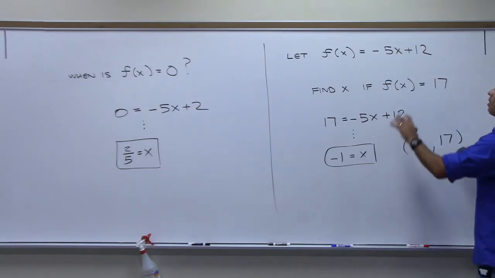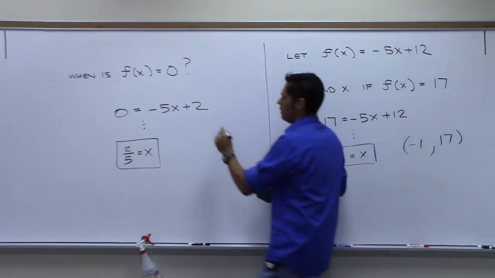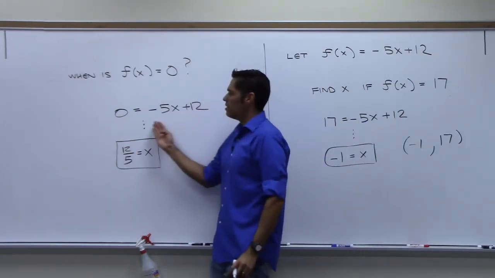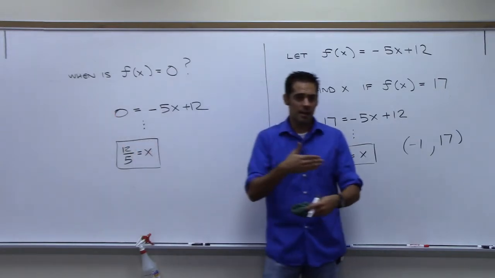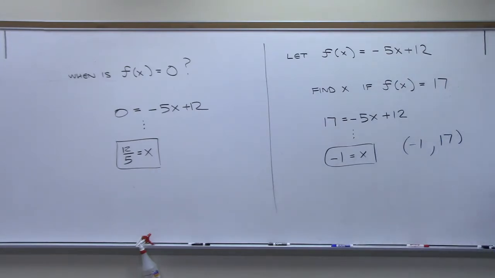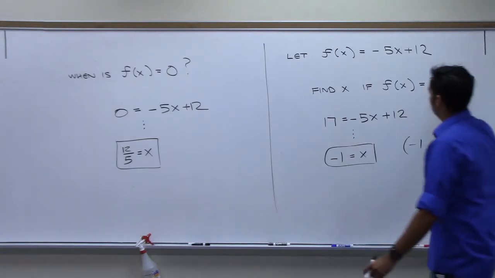Oh, it was 12. I'm sorry. I wrote the problem down wrong. This is a 12. My mistake. Okay. 12. When this goes over to the other side, it's negative. And then when you divide by negative, you're going to have negative over negative, which would be positive. So it should turn out to be 12/5. Y'all still good? Okay.